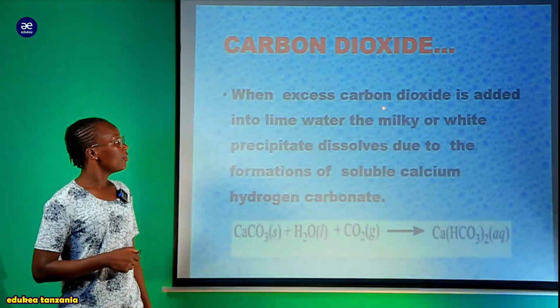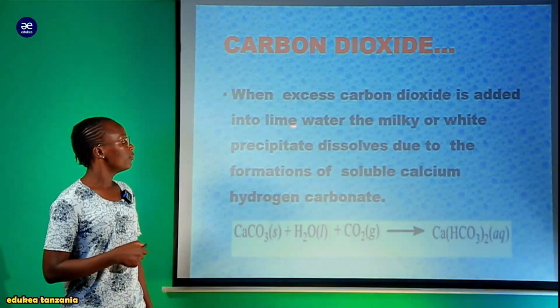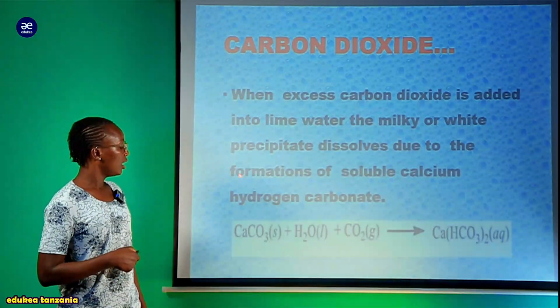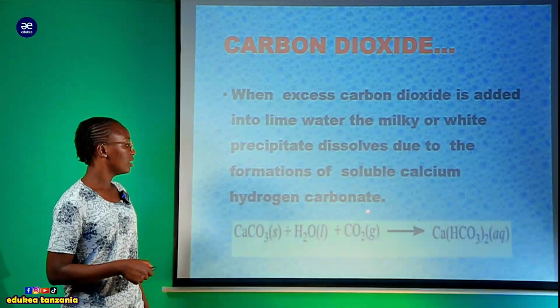When excess carbon dioxide is added into lime water, the milky or white precipitate dissolves due to the formation of soluble calcium hydrogen carbonate.